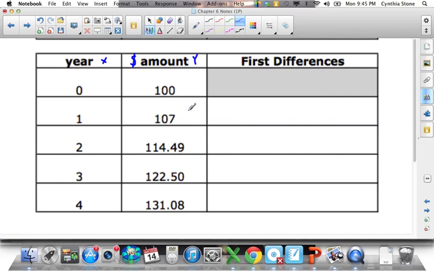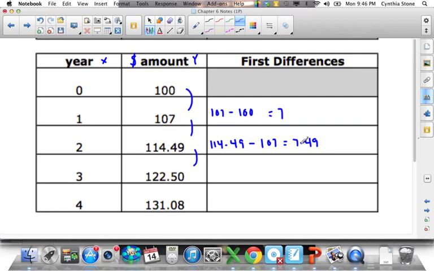So let's just see. Do my first differences. 107 minus 100 equals 7. All right, next one, 114.49. You can tell already it's not going to be the same, right? Because there's decimals. So right there, it's not a linear relationship. Now, we could do one more, just to say. I did this one. So we know right away it's not linear because I have two different numbers.